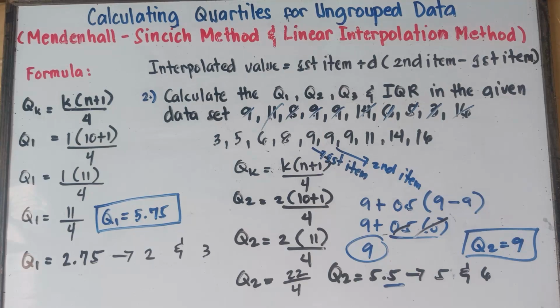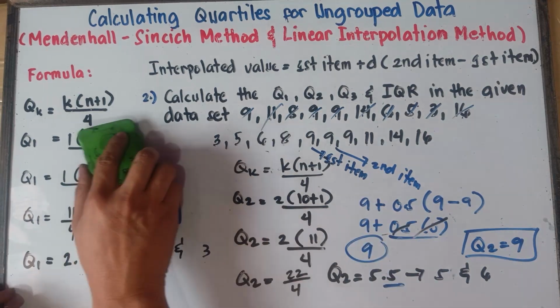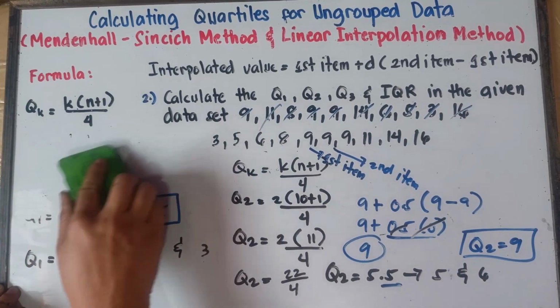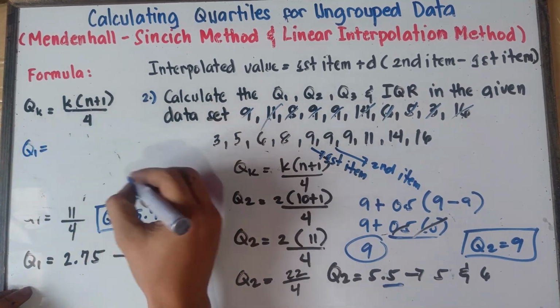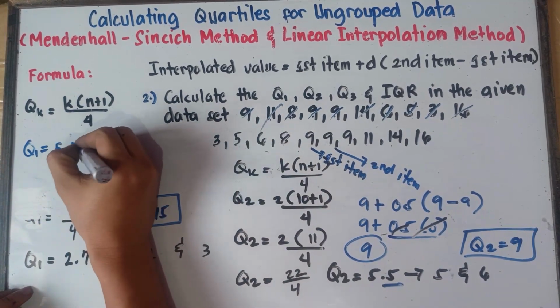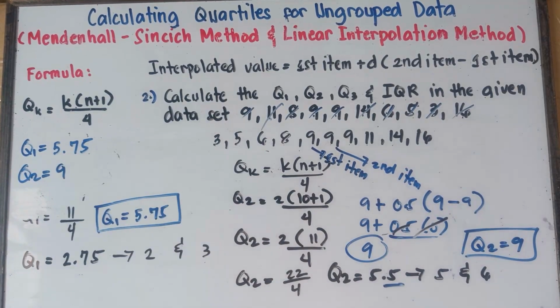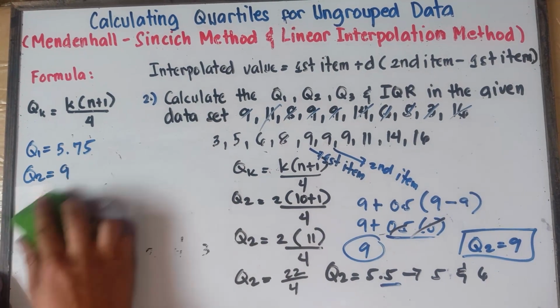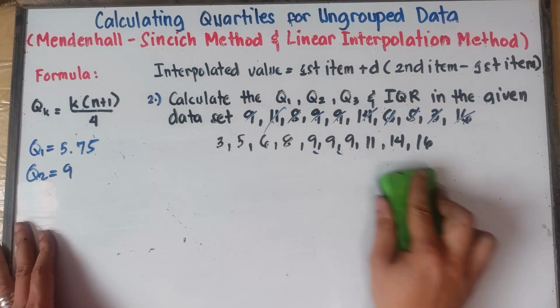Alright, let's proceed now to quartile 3. Once again, class, I'll be erasing this one. We don't have enough space, class. So let me just write the answers here. Quartile 1 is equal to 5.75. Quartile 2 is equal to 9. Alright, let's find quartile 3. Last one, class, quartile 3, and then the interquartile range.